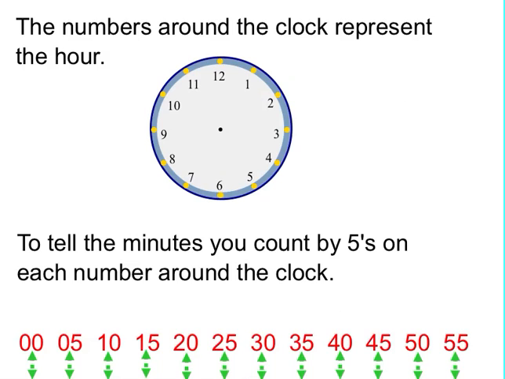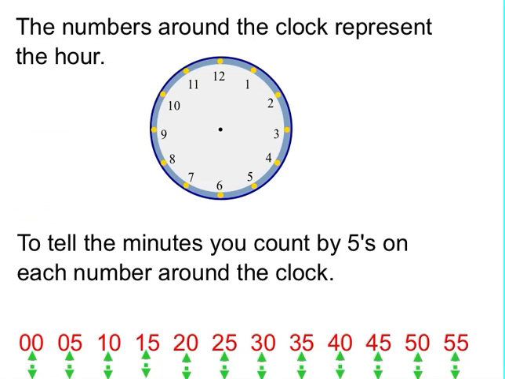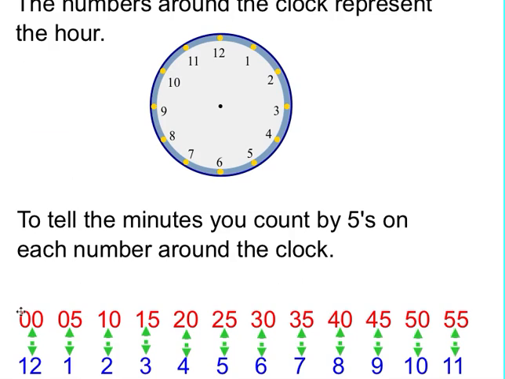The numbers around the clock represent the hour. To tell the minutes, you use those same numbers, but you count by 5s on each number going around the clock. Down below on the screen, there are numbers that show you. On the 12, it starts 00, 0.